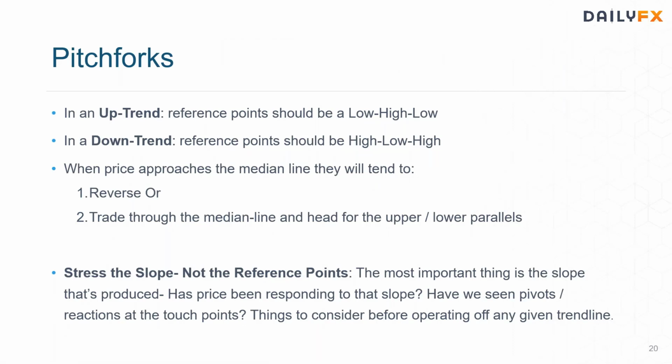Uptrends, like I said, reference points oftentimes should, not always, be a low, high, low. In a downtrend, the pitchfork reference point should be a high, low, high. When price approaches the median line, it's either going to reverse and pull back to trend support or resistance, or, as I showed you in the previous example, if it breaks, it should trade right through the median line and head for the upper or lower parallel, depending on the trade you're in. And I'll show you examples in a moment.